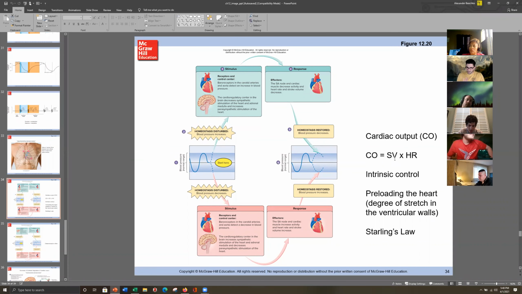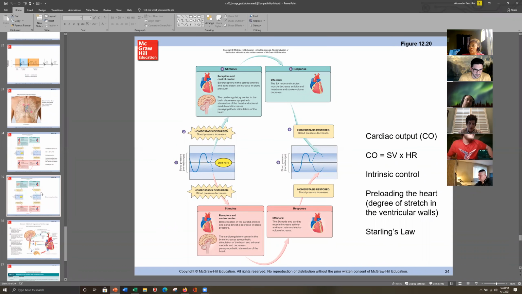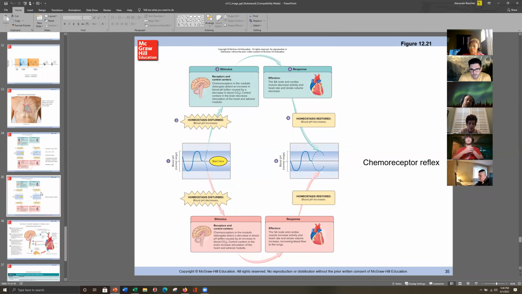So Starling's law is kind of cool because it's somewhat malleable, though I don't really like using that word. It can change. It's this idea that represents how flexible cardiac muscle is. As I mentioned, we have pressure receptors that exist within our major arteries of the heart.